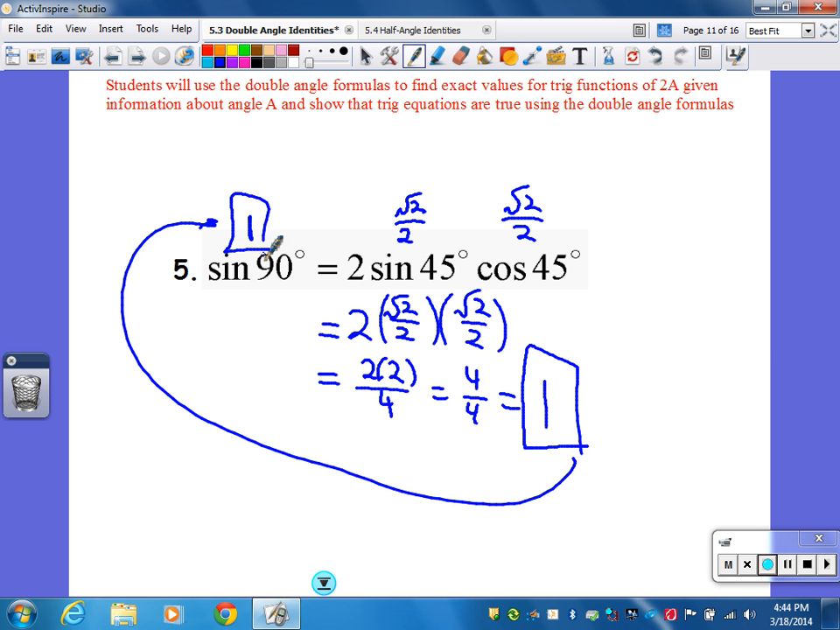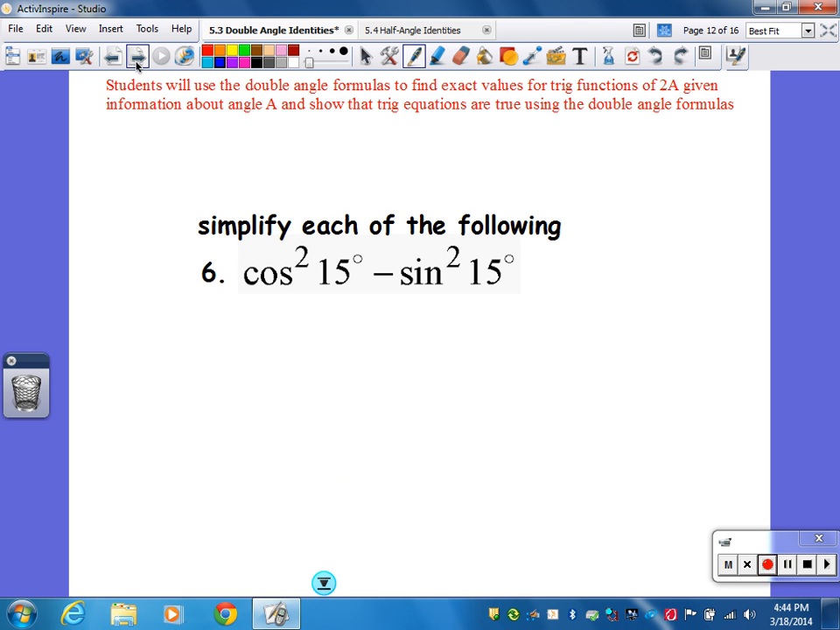Okay, so those are pretty straightforward. The matter is just looking at what you have and putting in your unit circle number and then just solving. Okay, this is a little bit different.